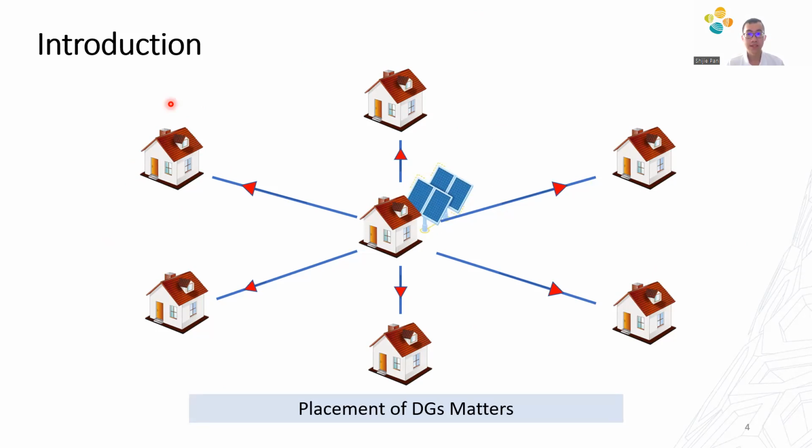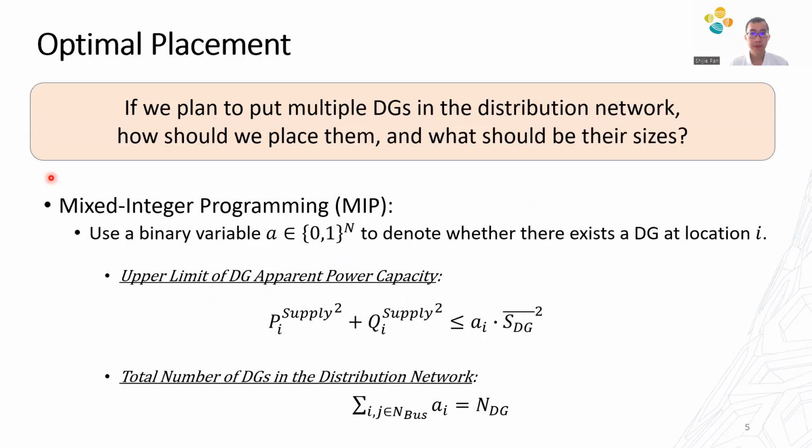However, in practice, we have many more houses with different load demands. We have different impedance on each line, and we may have multiple DGs in the grid. So our first research question is, if we plan to put multiple DGs in the distribution network, how should we place them and what should be their size?